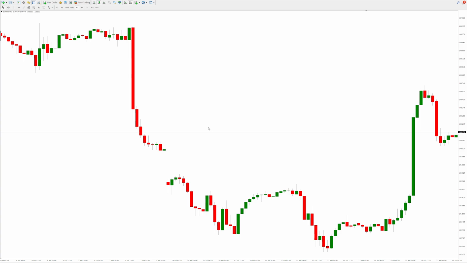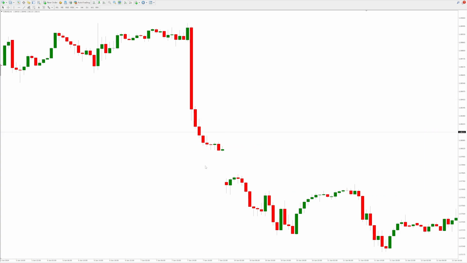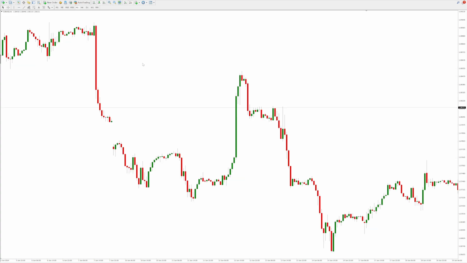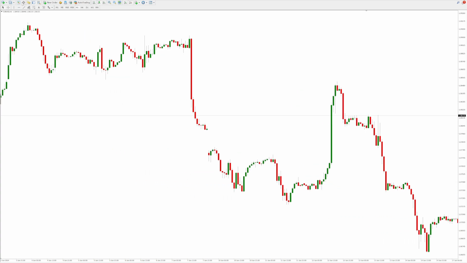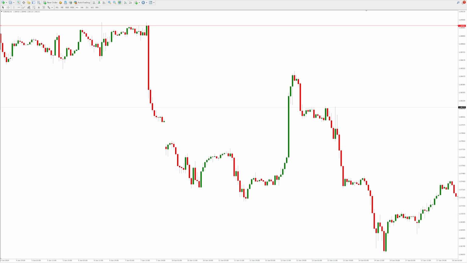This is the Euro Dollar 1 hour chart. Okay, it's actually a weekend gap here. As you can see, the market is in a downtrend here. We can see that we have our resistance either here or here for most recent resistance. Price was making higher lows, forming almost this wedge pattern.